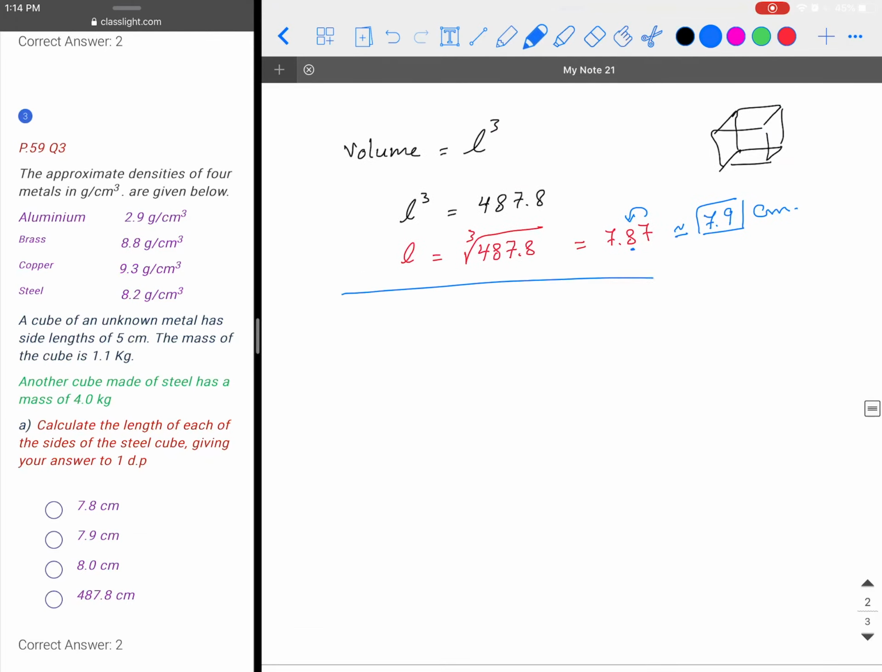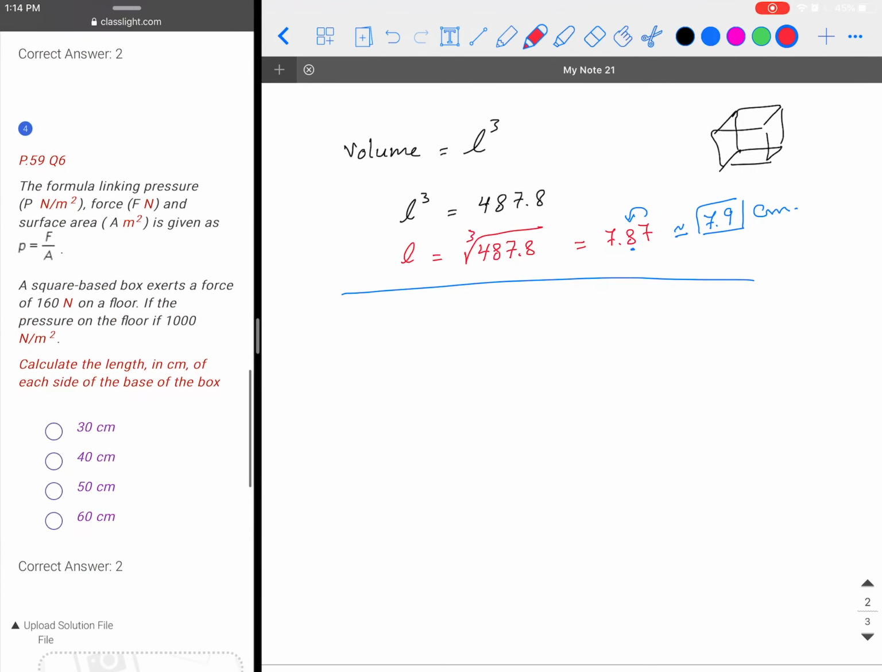Okay, in the last one, question number 6. The formula linking pressure and force and surface area, and this in red, this is the unit. For pressure, it's N over m^2. For force, it's N, means Newton. For area, it's m^2. And the black letters are just letters: for pressure, it's P, force, it's F, area, it's A. And we know the rule P equals F, force over A, area. Here's our triangle, P, and here's A, and here's F. P equals F over A.